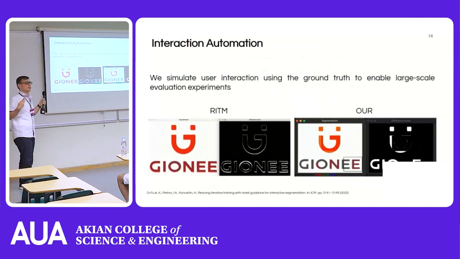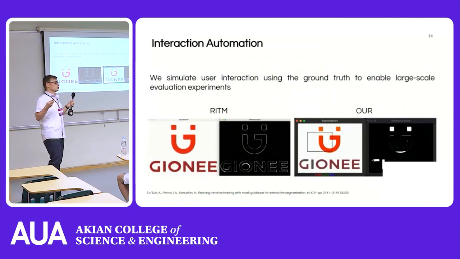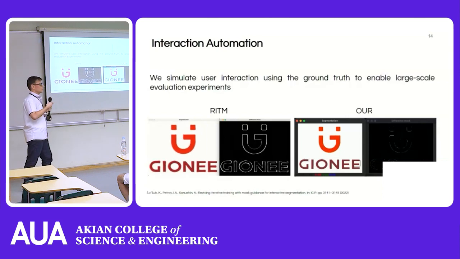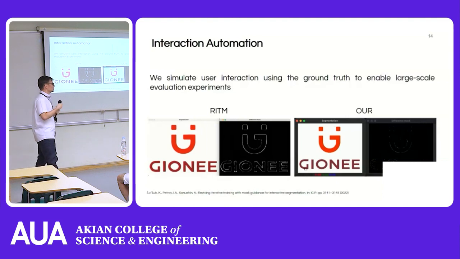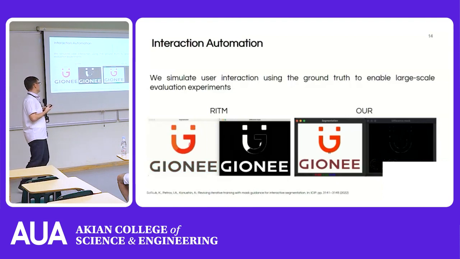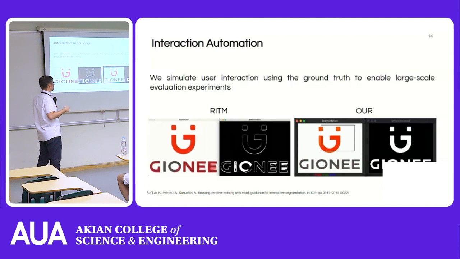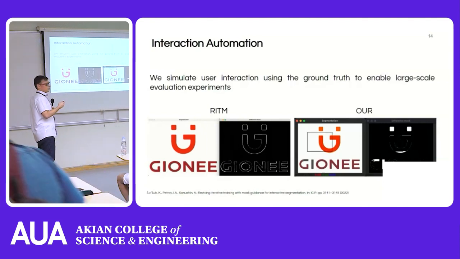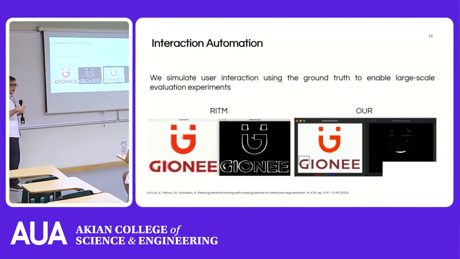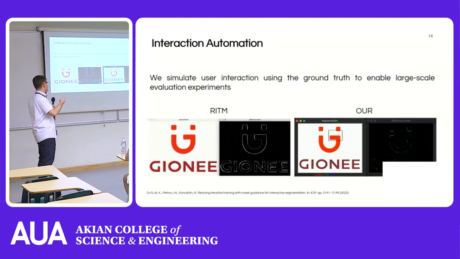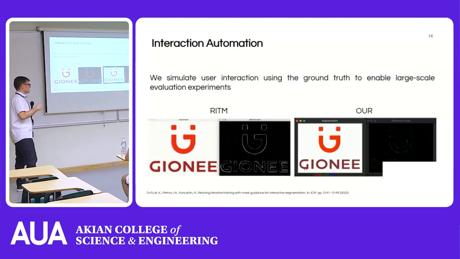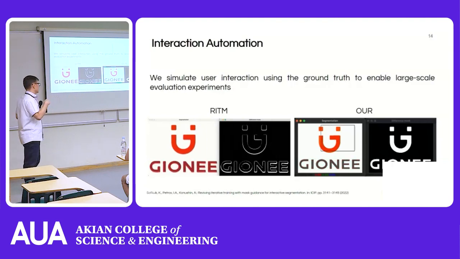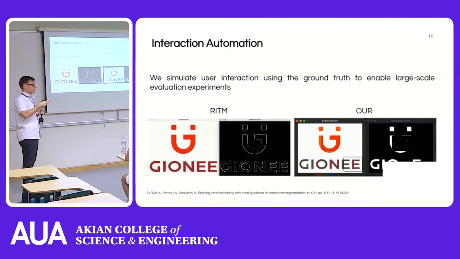To do such extensive experiments on huge data sets and to reduce user effort, we need to simulate the user interaction part for these methods using the ground truth masks. Two examples of such an automation process are shown: the RITM method, one of the state of the art, and our method. The left side is the segmentation process, and the right side of each video is the difference mask between current segmentation and ground truth mask.